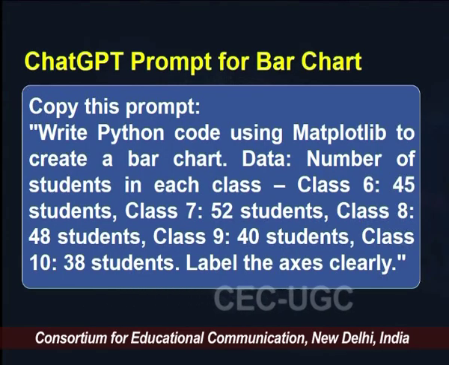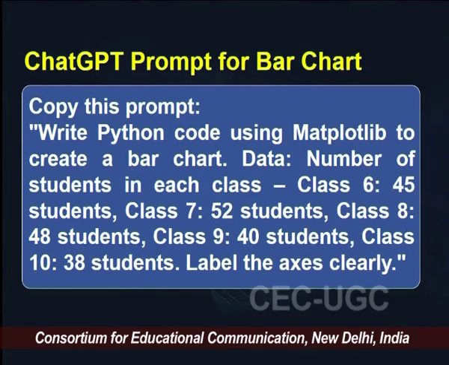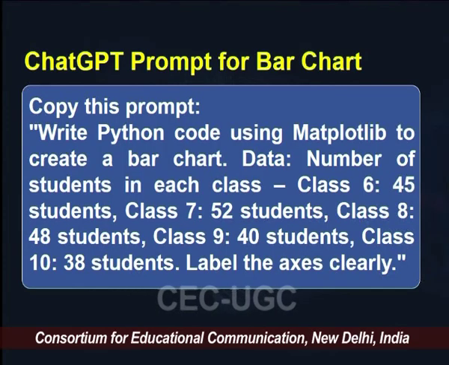We ask our AI assistant tool to write the Python code using, again, the library of our choice, matplotlib. So, we ask ChatGPT to write a Python code using matplotlib to create a bar chart. Then we provide it data. So, we say number of students in each class. We want ChatGPT to draw a bar chart where it shows which class has the highest number of children.